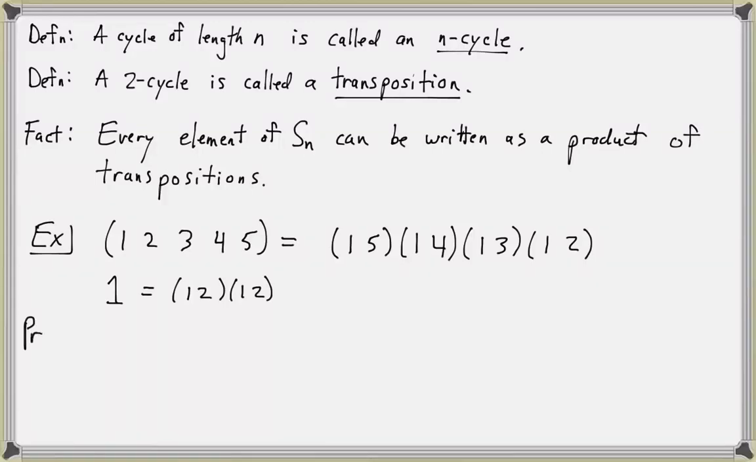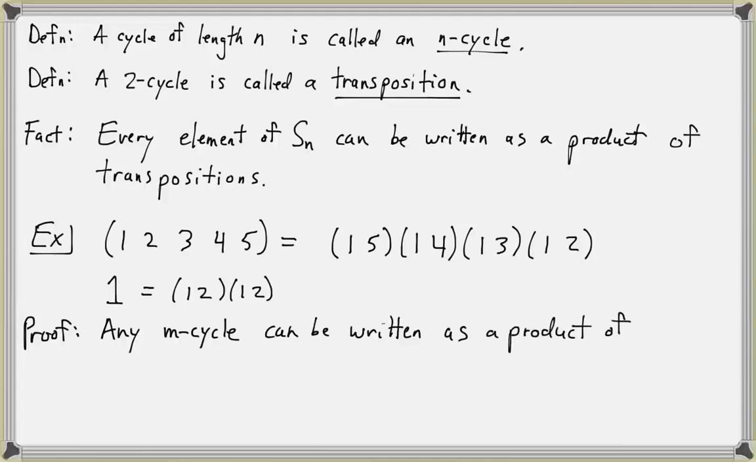So let's give just a quick proof, which I just stated. Any m cycle can be written as a product of transpositions in the following way.